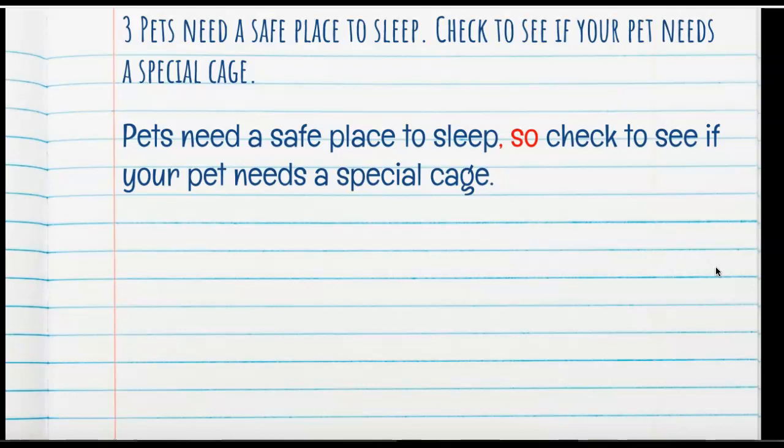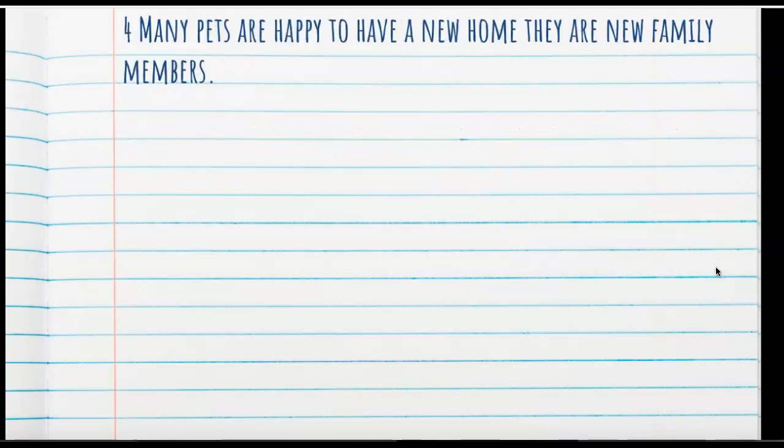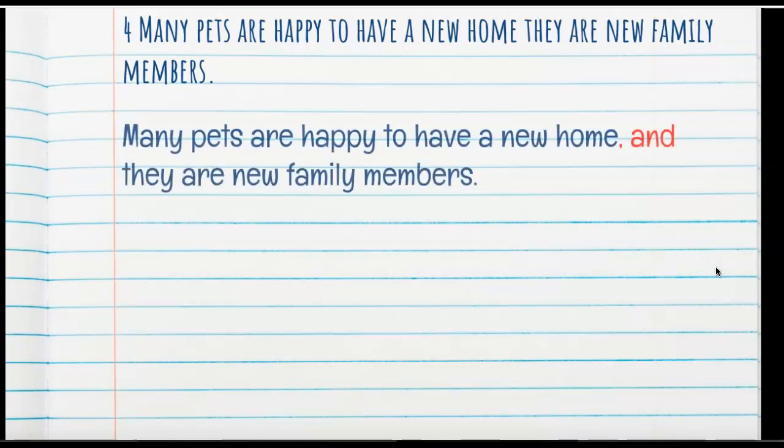Many pets are happy to have a new home. They are new family members. Again, this is a run-on sentence. That first part doesn't really make sense with the second. So I'm going to figure out a way that I can put these two thoughts together, but I have to use a conjunction. Which conjunction do you think you could use to fix this run-on sentence? And I use the word and. Many pets are happy to have a new home, and they are new family members.